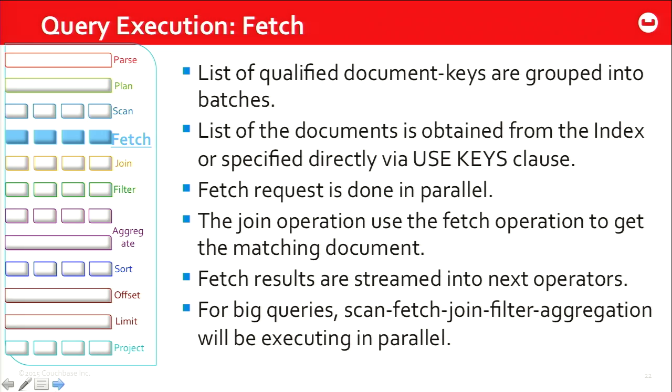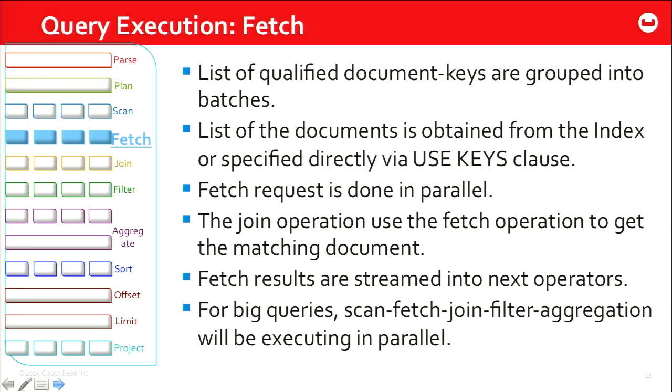Fetch requests are done in parallel, and join operations use the fetch operation to get the matching document. So when you're joining from one table to the other, the target table lookup is always on the document key. And the document key lookup is always through the key scan. Only when you're joining multiple tables, whether you're joining 2 tables or 20 tables, index selection happens only on the leading key space of the join. Rest of the tables are accessed through the key scan method.